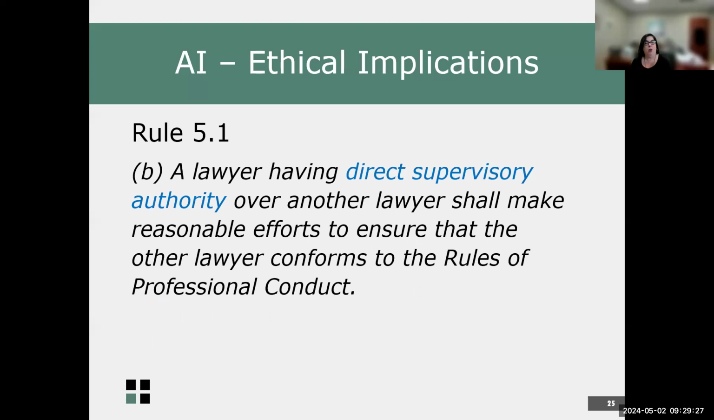Rule 5.1, we can advance, includes within its reach any lawyer having direct supervisory authority. So you may even have associates at a firm who are supervising even more junior associates, and these same rules apply to them. So you can think about how it works in the chain of the hierarchy of your firm. You may have paralegals doing work. You may have other non-attorneys doing work, and any number of people may be supervising them. To the extent they are using AI, they need to know what they're doing, how they're doing it, and whether it's reasonable in the way they're doing that.